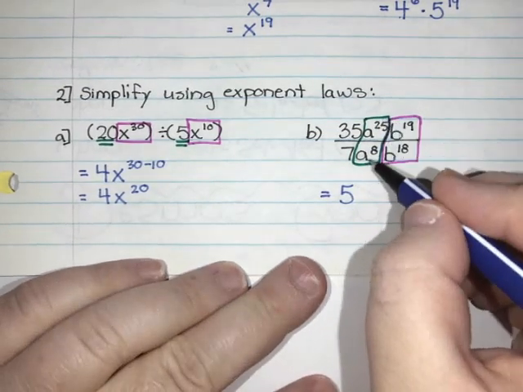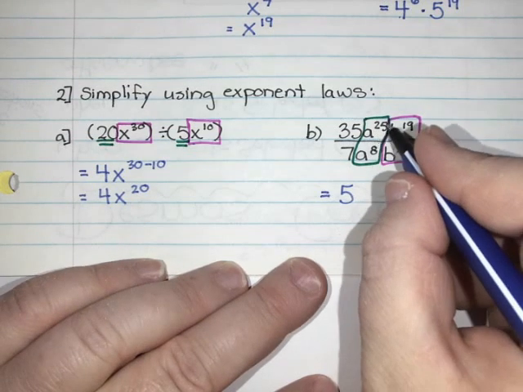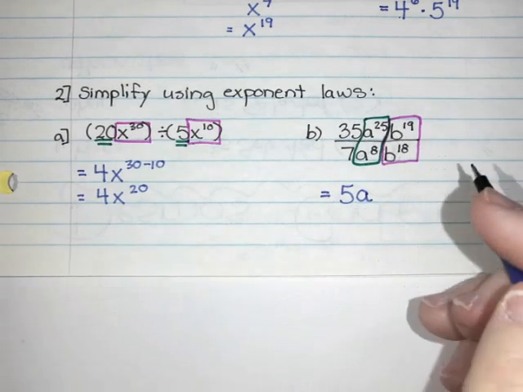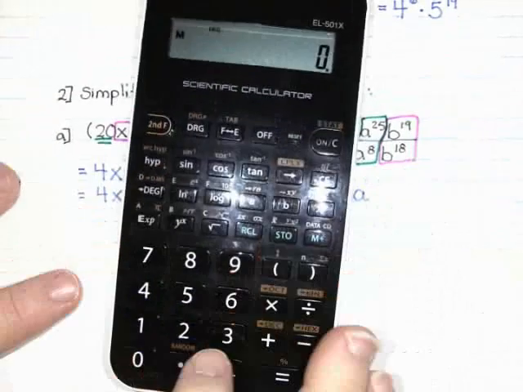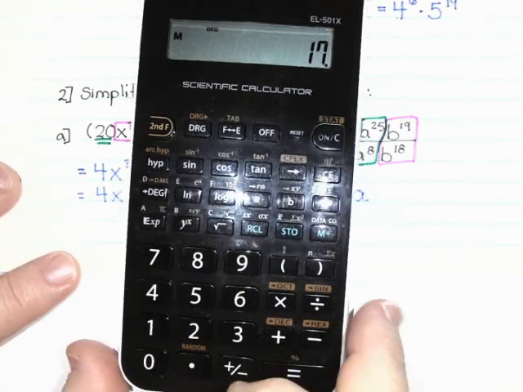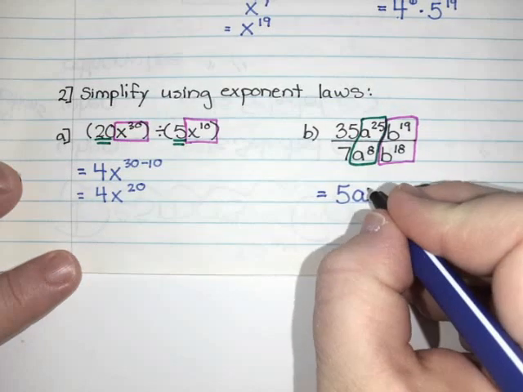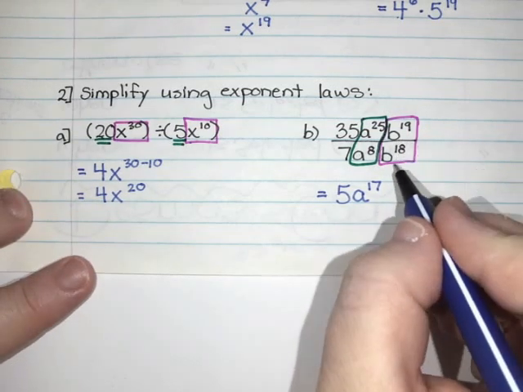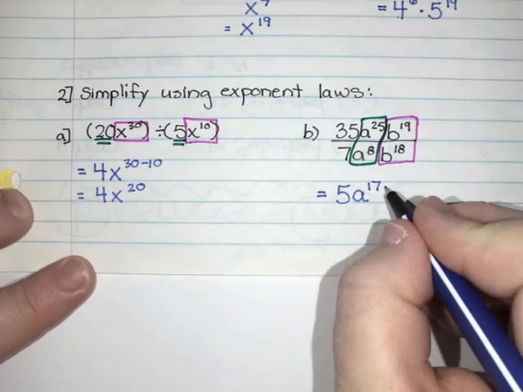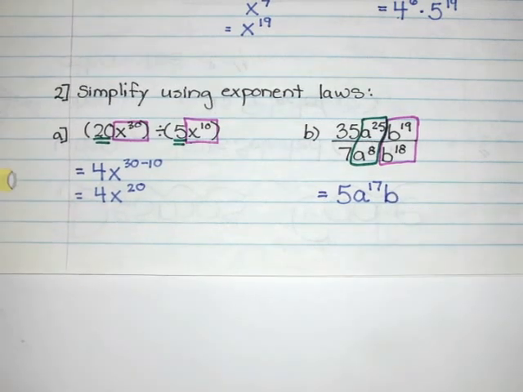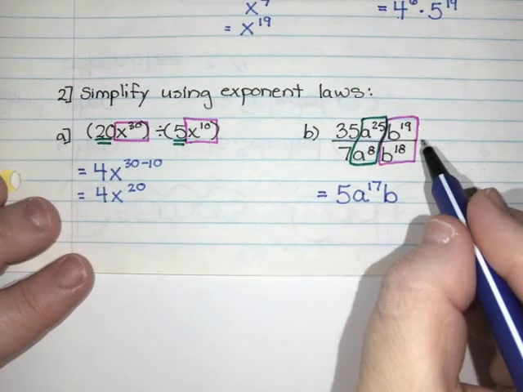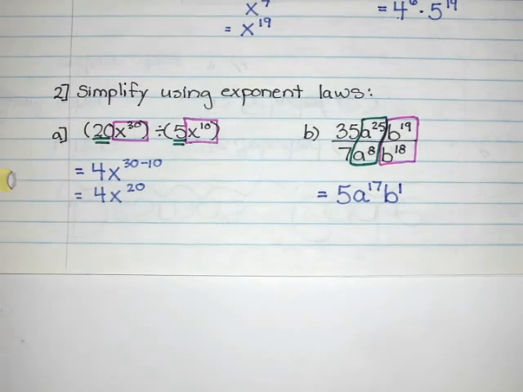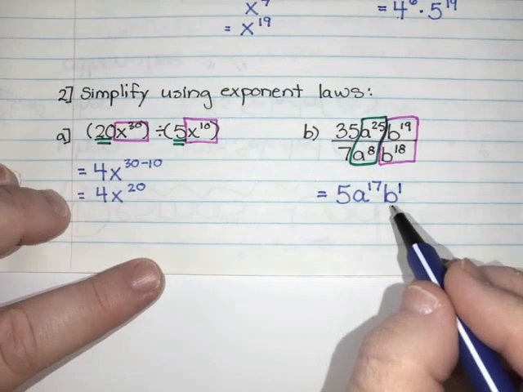When I go to do the a's, they have the same base. So a to the 25 divided by a to the 8 is going to be a to the power of 25 minus 8. 25 minus 8 is 17. So that's going to be a to the power of 17. And then b to the 19 divided by b to the 18. They have the same base, so I'm going to write down the b and then subtract the exponents. 19 take away 18 gives me b to the power of 1. So I have 5a to the 17 b to the 1.